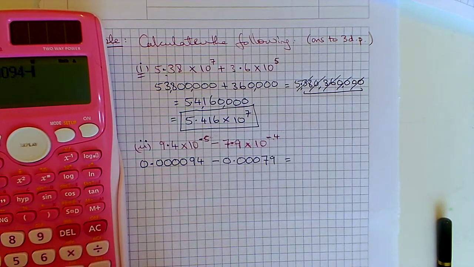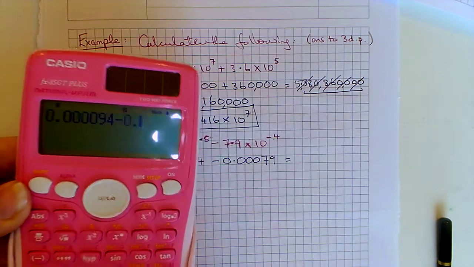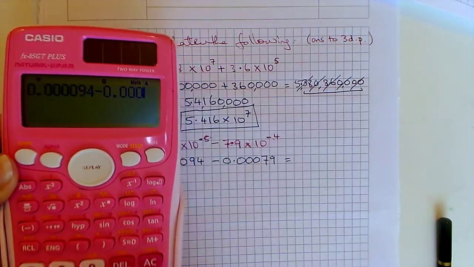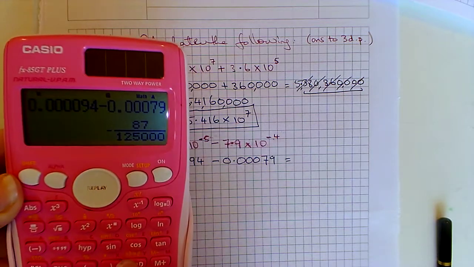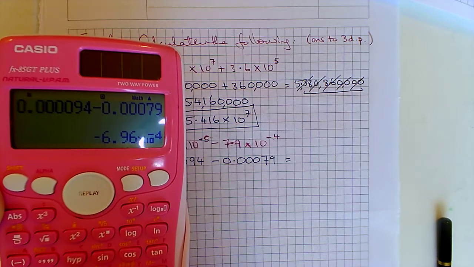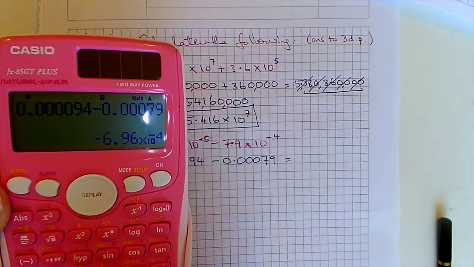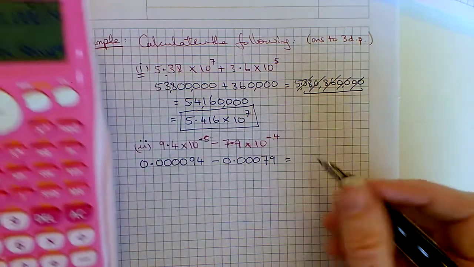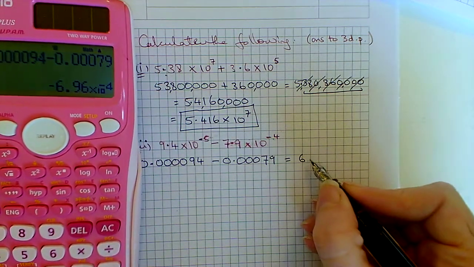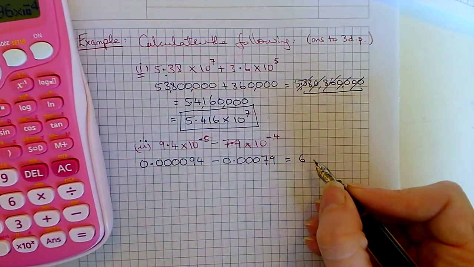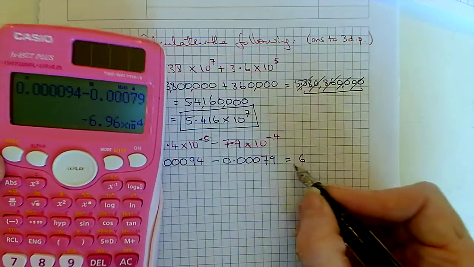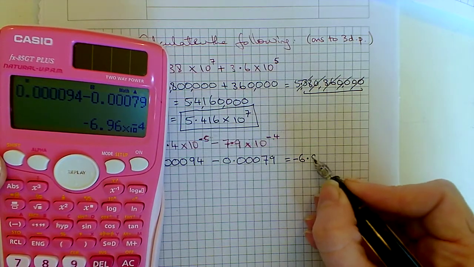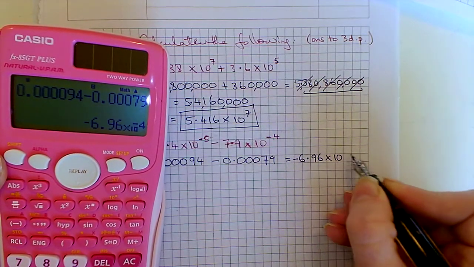0.000094 minus 0.00079, and it's written it as a fraction. And it actually even does the hard work for me. So that ends up being minus 6. I took away a bigger number from a smaller number there. Minus 6.96 by 10 to the power of minus 4.